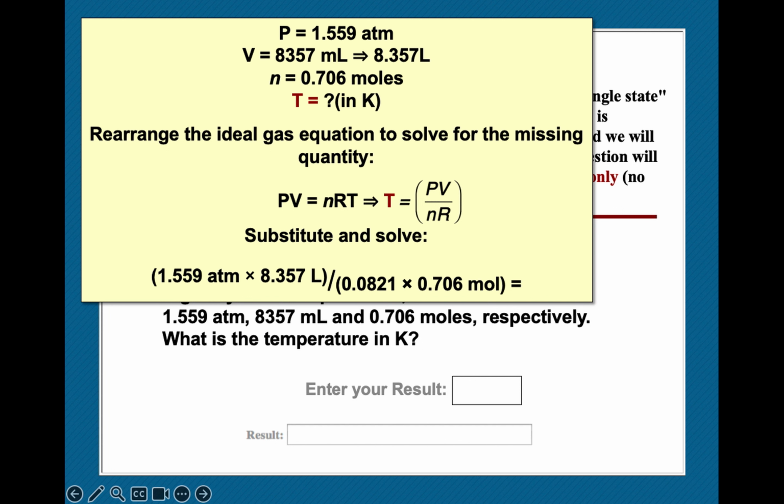P, V, N, and R. 1.56 times 8.4 divided by 0.082 divided again by 0.7. We're at 225 Kelvin. If we wanted centigrade, we would subtract 273.